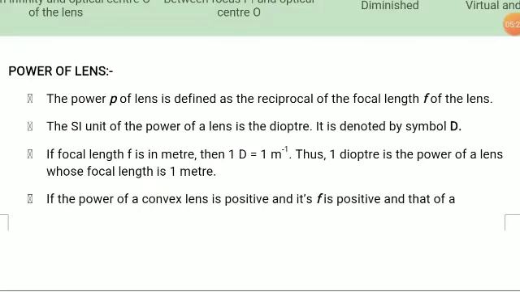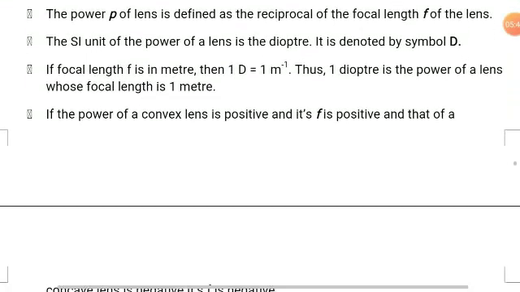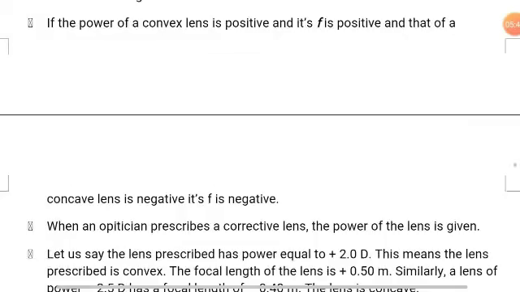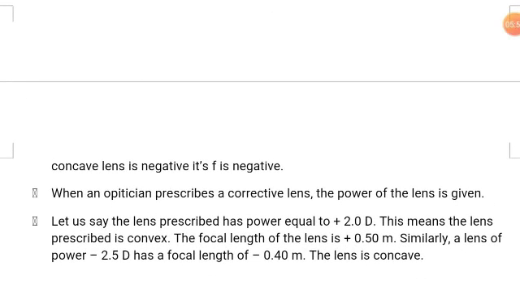If focal length f is in meters, then 1 D equals 1 meter raised to minus 1, meaning power is 1 upon focal length. In short, P equals 1 upon f. You can write it that way. The power of a convex lens is positive, its f is positive. That of a concave lens is negative, its f is negative. You have to remember which lens has positive f and which has negative f.